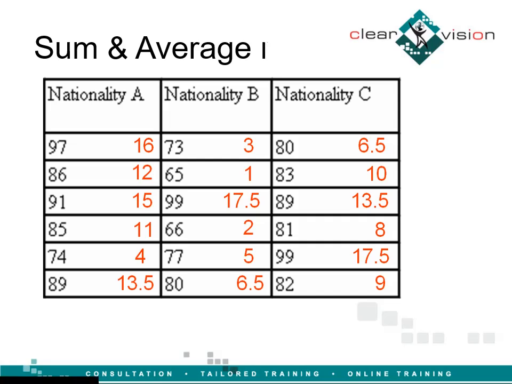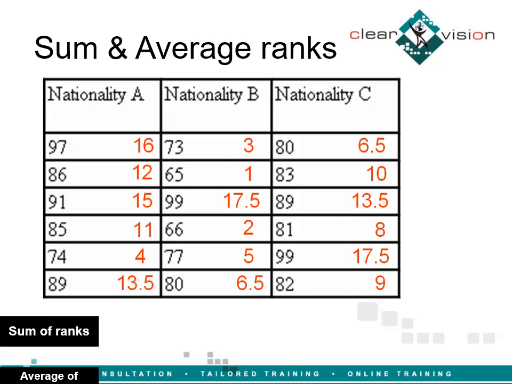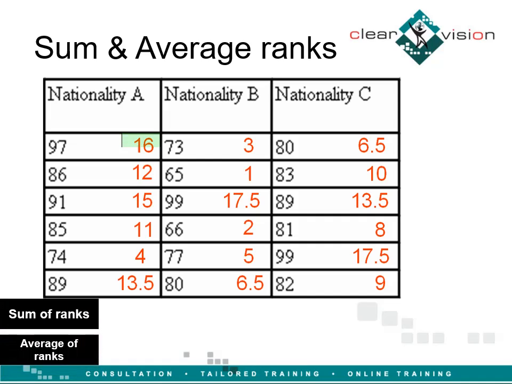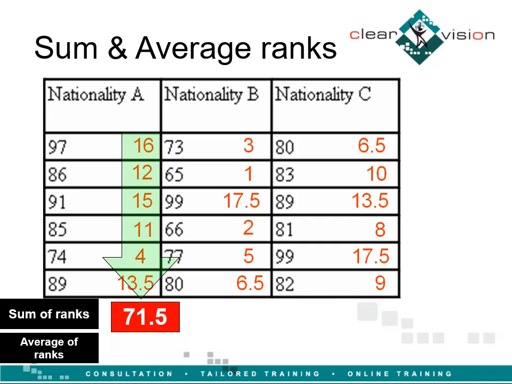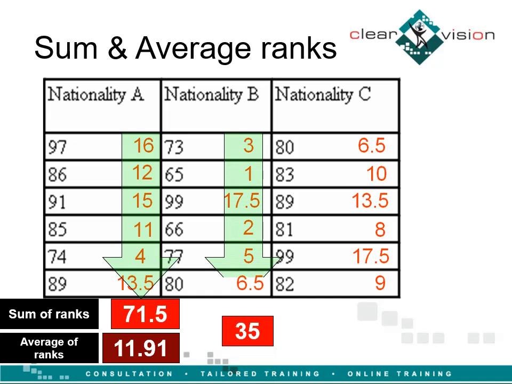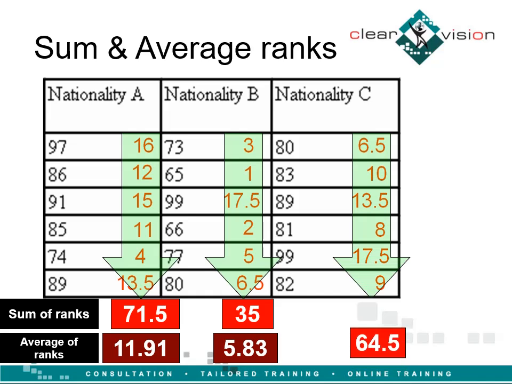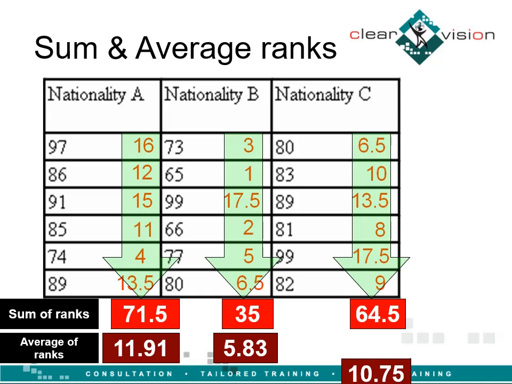Then we need to calculate the sum of the ranks and the average of ranks in each group. So the first group, the total or the sum of the ranks will be 71.5, and divided by 6 will give an average of 11.91. For group B, the sum of the ranks is 35, and the average is 5.83. And for group C, the sum of the ranks is 64.5, and the average is 10.75.